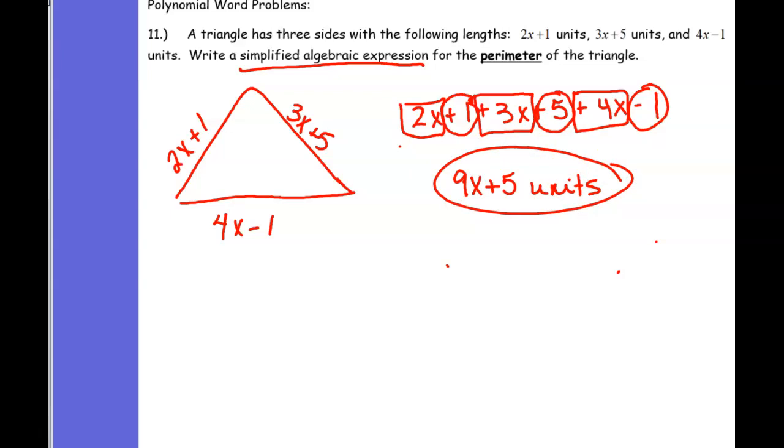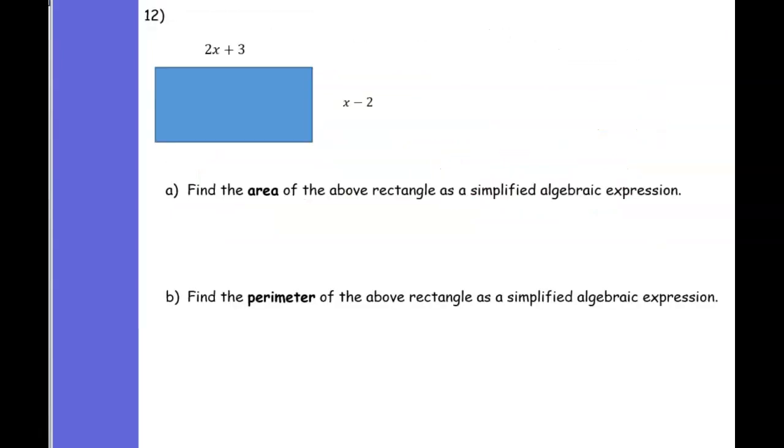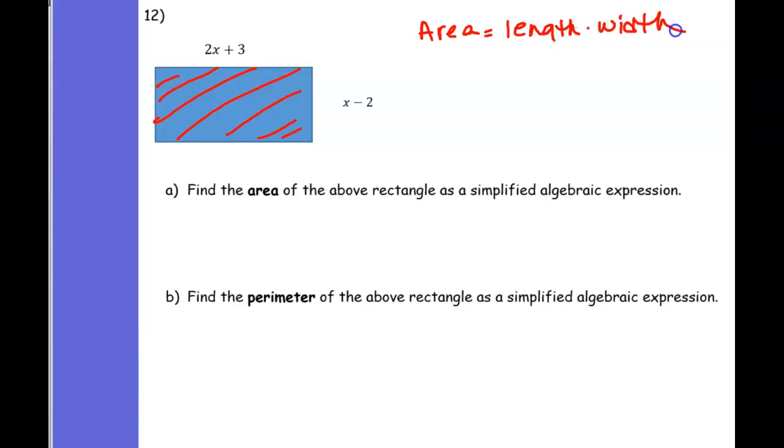All right, so here we have a rectangle. The first part of the question says to find the area of the above rectangle as a simplified algebraic expression. And the second one says to find the perimeter. Well, the area is going to be this area here, and we get that by multiplying the length times the width. It looks like the length is 2x plus 3, and the width is x minus 2, or you could look at it the other way around. You'll get the same answer.